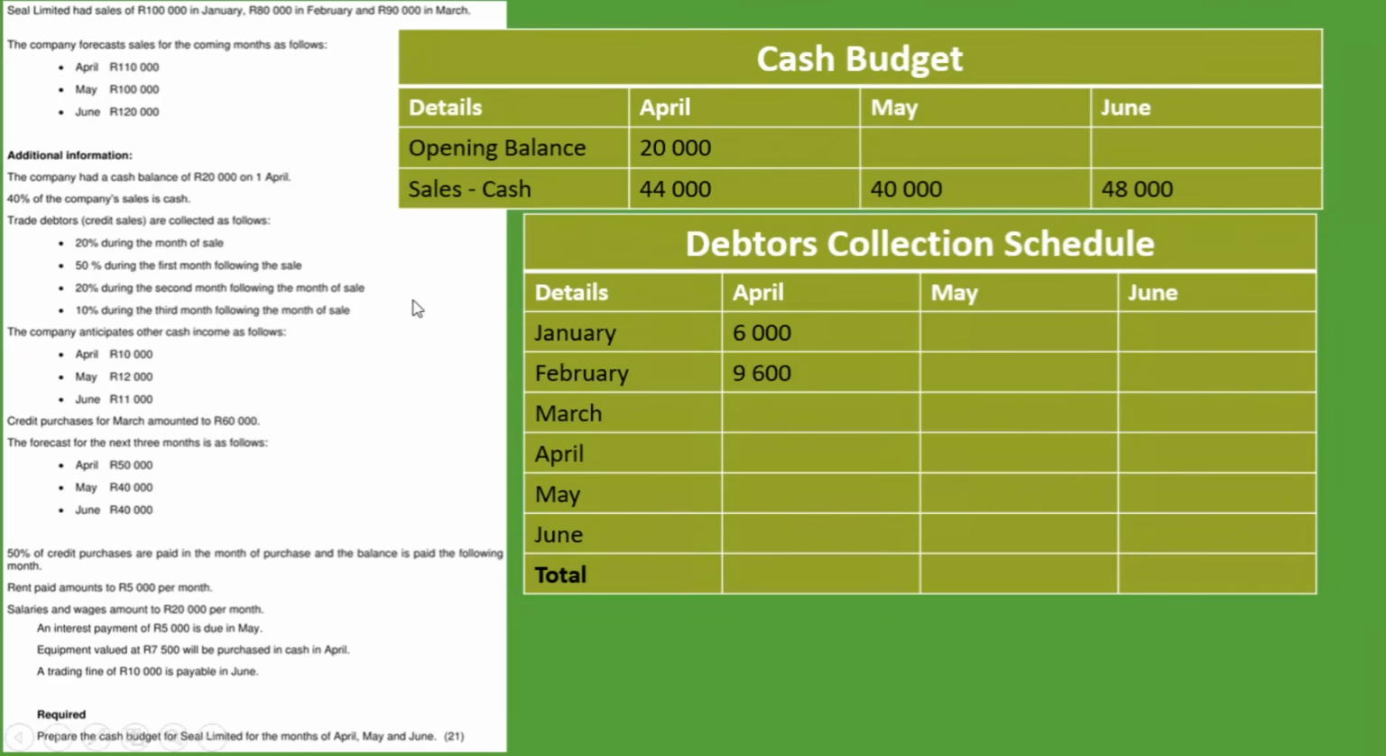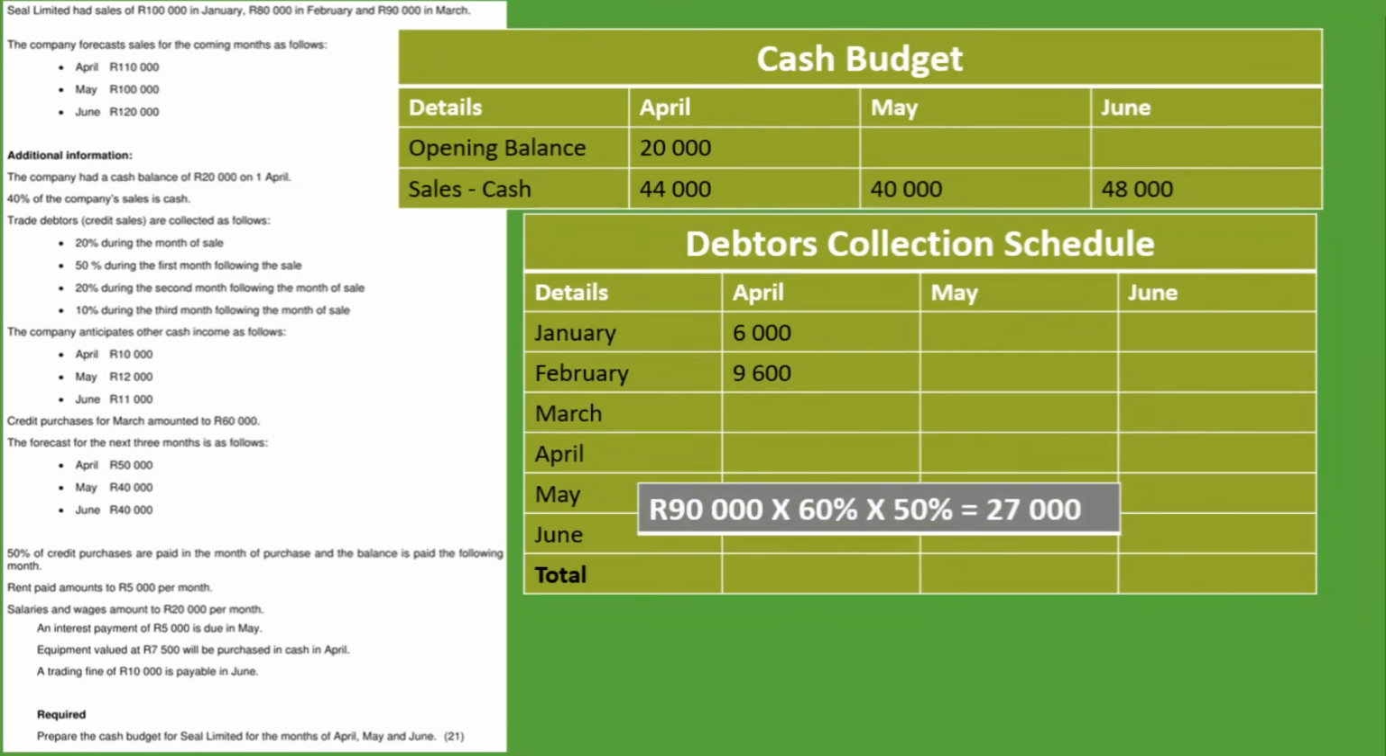And then we move on to March. 90,000 rand was the sale in March, and we know 40% was in cash, so 60% was on credit. So that's what we want. So 60% of March sale is on credit. How much of it will be collected in April? Well, we are told here that 50% is collected during the first month following the month of sale. So 50% of what was on credit from March sales will be collected in April. So we take 90,000 rand total sale times 60%. That's the total which was on credit, times 50%, which should be collected in April, which is 27,000 rand.